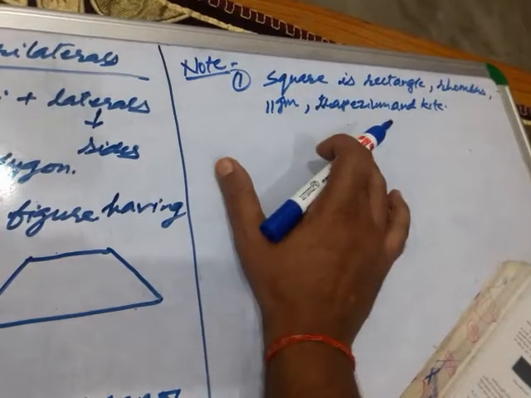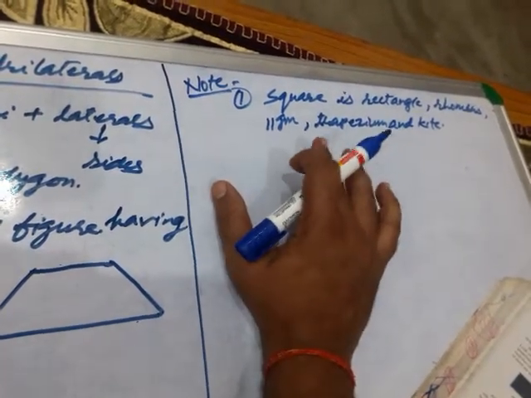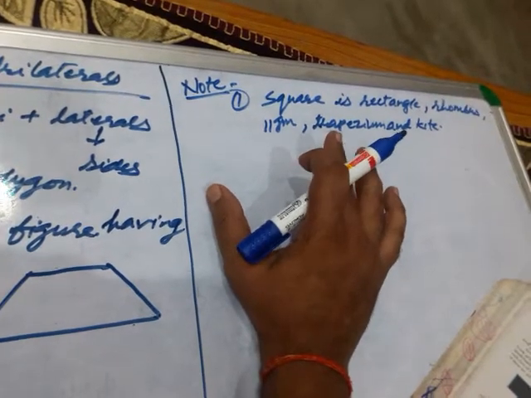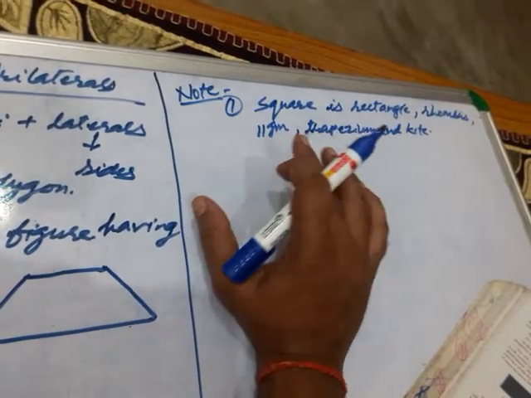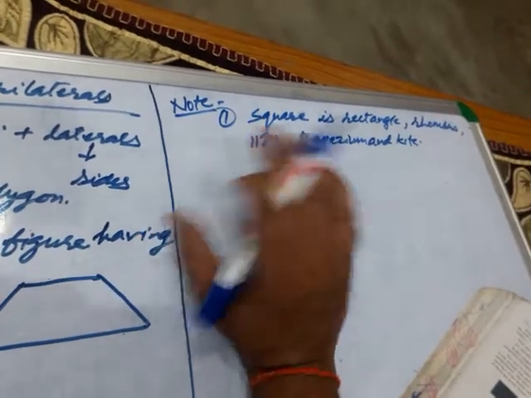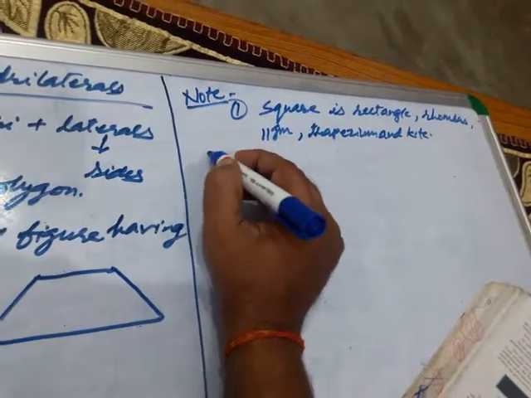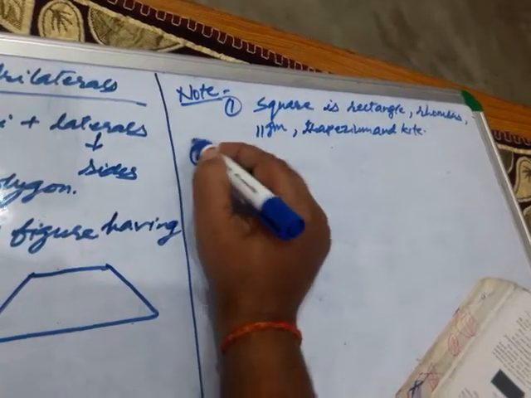Okay, so this is very much important that square has all the properties. Square is a specific quadrilateral, children. Clear? That is, square is a rectangle, square is a rhombus, square is a parallelogram, square is a trapezium, and square is a kite also. So this is very much important. Retain it in your mind. Now that is point number 2.